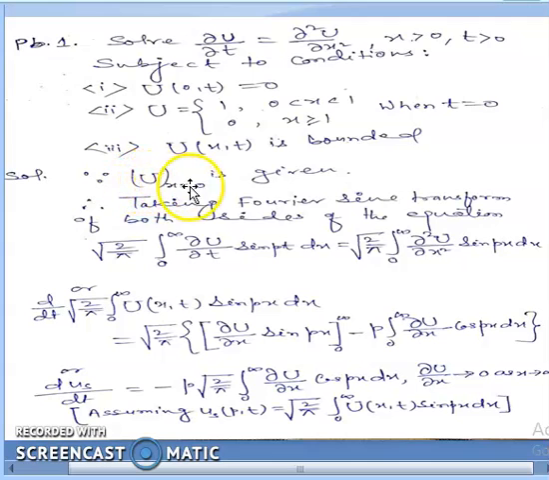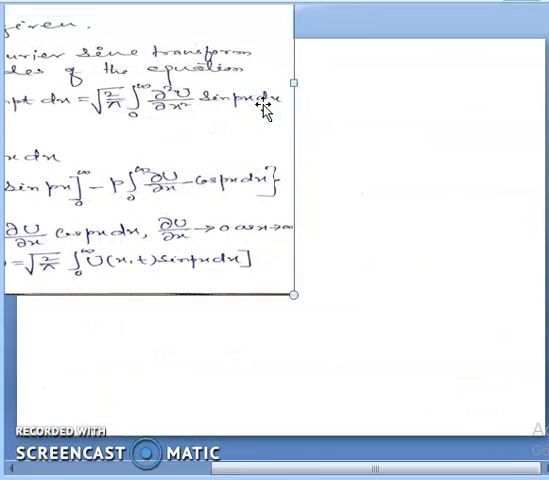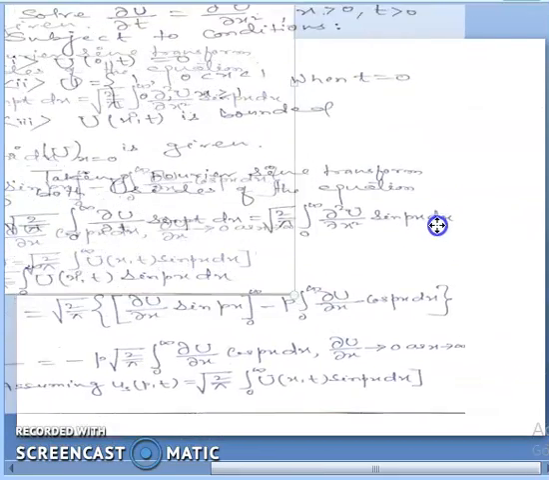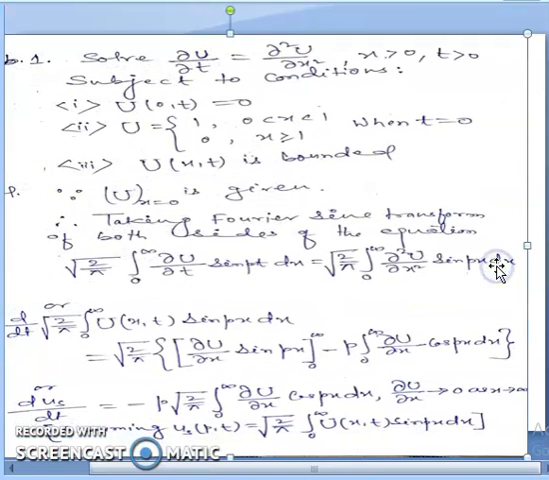Since u at x = 0 is given, taking the Fourier sine transform of both sides of the equation, the result is √(2/π) ∫₀^∞ ∂u/∂t sin(px) dx = √(2/π) ∫₀^∞ ∂²u/∂x² sin(px) dx. Here is the result after taking the Fourier sine transform.